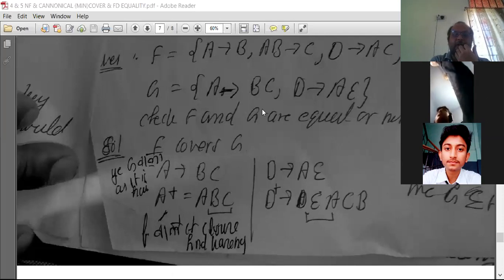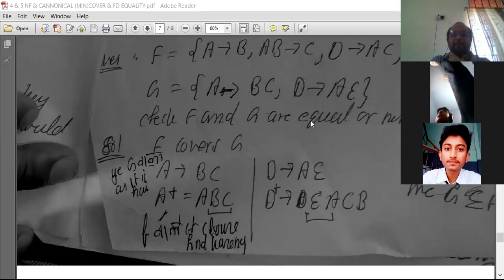That means I got the attributes which were on the right hand side, BC, and I got BC after finding the closure from this one. So that means we will find the closure from F, that is, from F1.